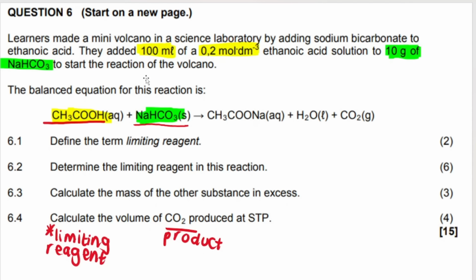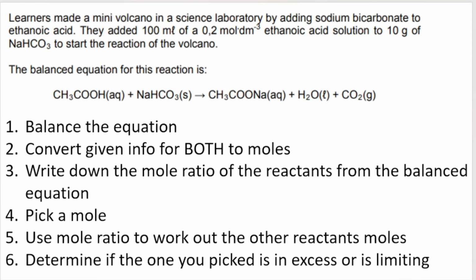And these are the steps that you follow. First of all, we need to make sure we have a balanced equation. Then we're going to convert the given information for both to moles. So we were given information about the acid, we're going to convert that to moles. We were given information about sodium bicarbonate, we're going to convert that to moles. Then we're going to write down the mole ratio. And we're going to choose one of these moles, and we're going to work out the other reactant's moles. We're going to analyze it to see which one is in excess and which one is limiting.